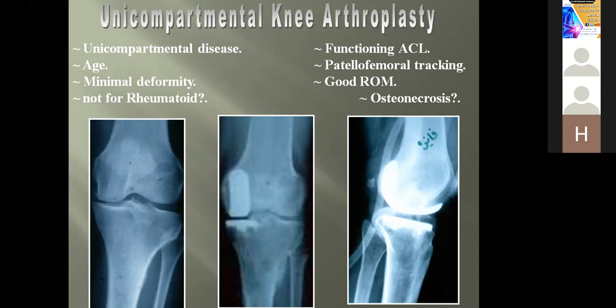Although some patients, if your patient had a deficient ACL, you can do an ACL reconstruction beside your replacement, but this is not the standard. Patellofemoral tracking should be good or accepted, and the patient should have good preoperative range of motion. Osteonecrosis is a debatable issue. Some surgeons say it's a good indication. Others say that the soft bone underlying your prosthesis makes your possibilities of success limited.